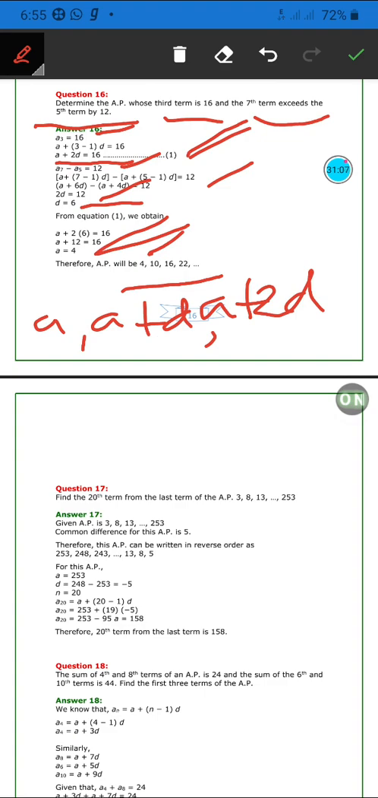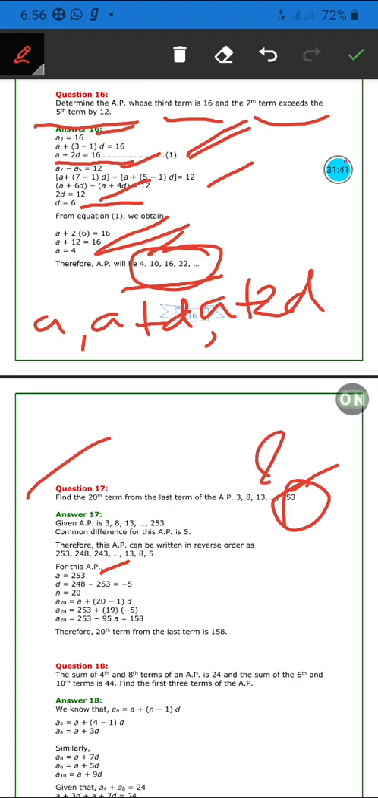Okay, and 17th question. Find the 20th term from the last term. From the last means we can consider this as the first term. So here 253 is the first term, so A equal to 253. What is D? What is the next term of 253? The previous term is 248 and the next is 243. So subtracting this we get D as minus 5.